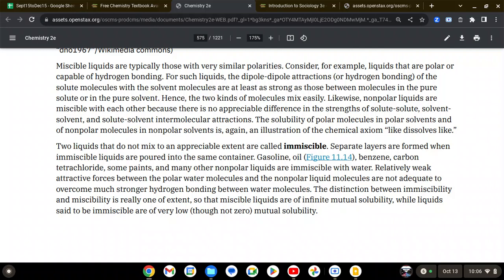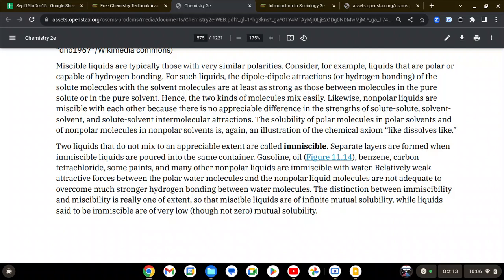Likewise, nonpolar liquids are miscible with each other because there is no appreciable difference in the strengths of solute-solute, solvent-solvent, and solute-solvent intermolecular attractions. The solubility of polar molecules in polar solvents and of nonpolar molecules in nonpolar solvents is again an illustration of the chemical axiom "like dissolves like."